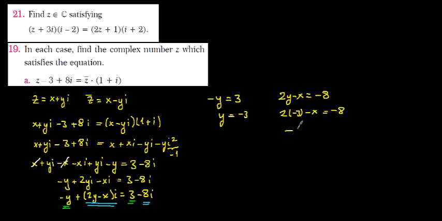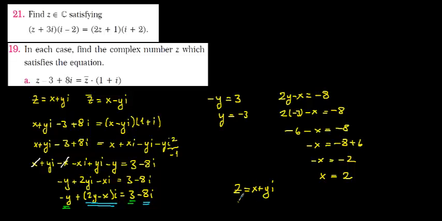It's going to be minus 6 minus x is equal to minus 8, and minus x is going to be equal to minus 8 plus 6, and minus x is equal to minus 2, x is equal to 2. So we understood this one. x equals to 2, y is equal to minus 3, that's why z is equal to x plus yi is equal to 2 minus 3i.